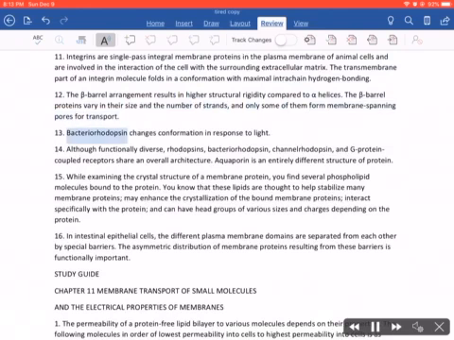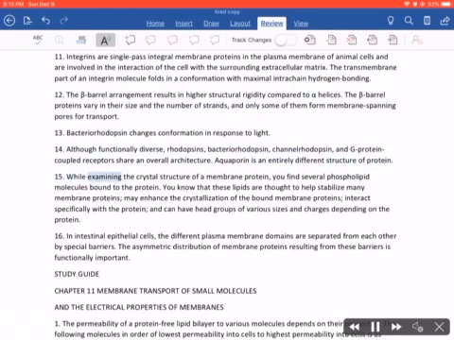13. Bacteriorhodopsin changes conformation in response to light. 14. Although functionally diverse, rhodopsins, bacteriorhodopsin, channelrhodopsin, and G-protein coupled receptors share an overall architecture. A porin is an entirely different structure of protein.